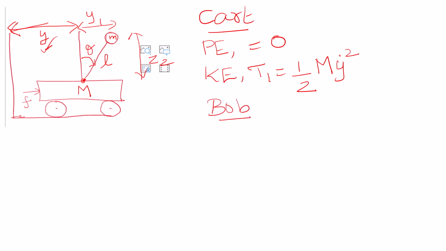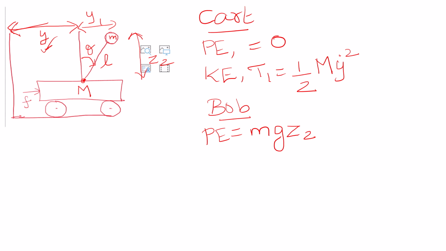So the bob is confined to move in horizontal and in vertical direction. So the potential energy will be equal to m, that is the mass of the bob, into gravitational constant, into the elevated height. The elevated height here, as you see in the figure, is given as Z2.